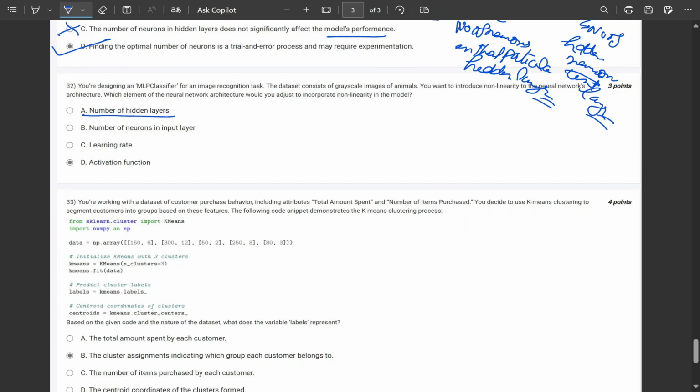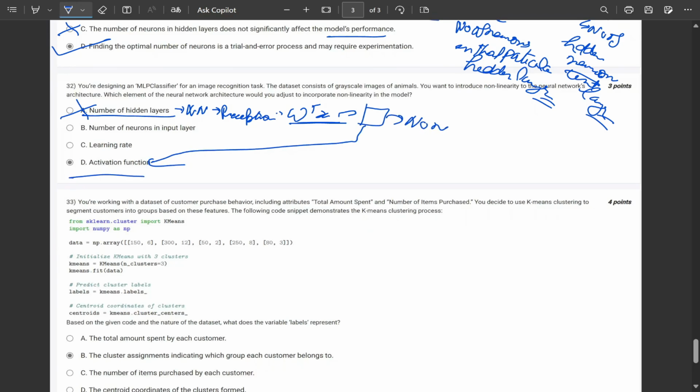Number of hidden layers doesn't matter, because this is not about non-linearity. If you know, neurons are what? They are perceptrons, right? And a perceptron works on what basis? It works on the W transpose X value, right? So that's linear. And once we put that into some activation function, then we get a non-linear thing, right? So the activation function is very important here. So that's what your answer is also.